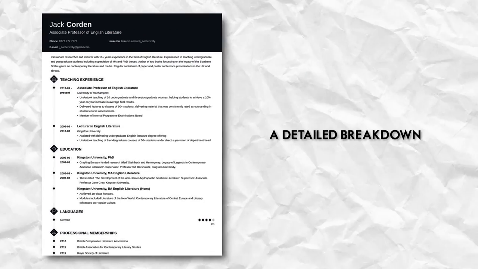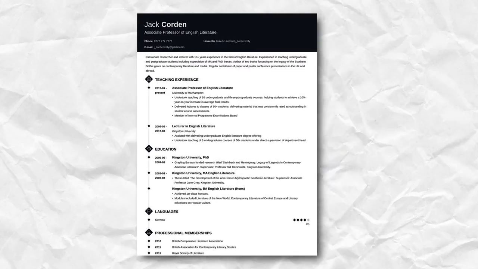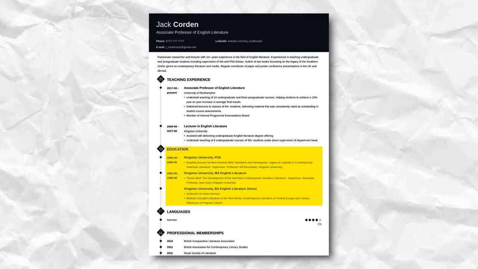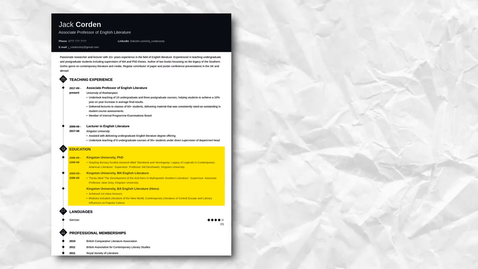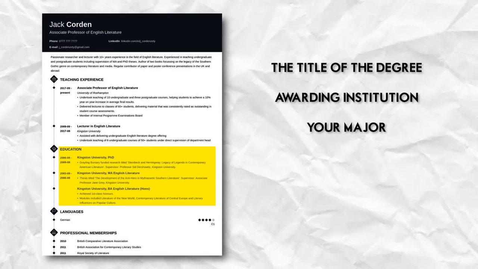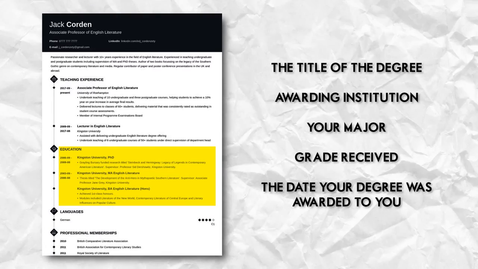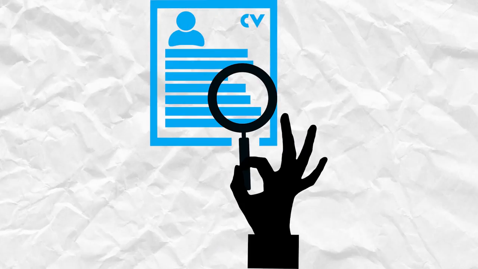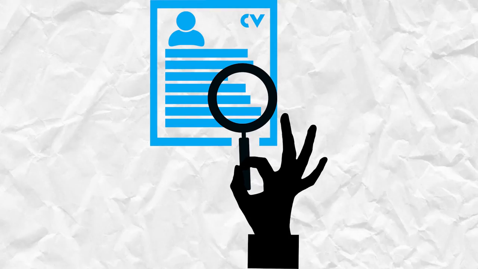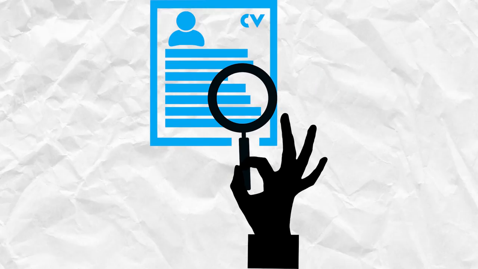Next, you should provide a detailed breakdown of your academic qualifications and work experience. Your academic qualifications should include all of your degrees, including the ones you're currently working towards. For each degree, you should include the title of the degree, the awarding institution, your major or majors if you have more than one, any grades you received, and the date your degree was awarded to you. If you completed a thesis or a research project as part of the degree, then make sure to include that too, along with the name of your supervisor and their contact details.